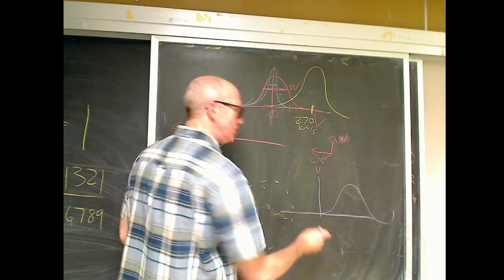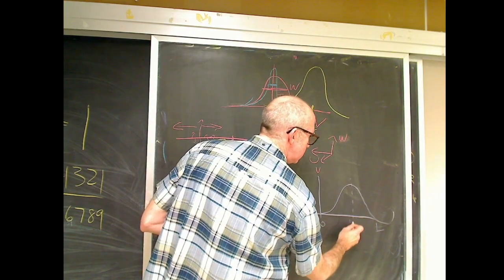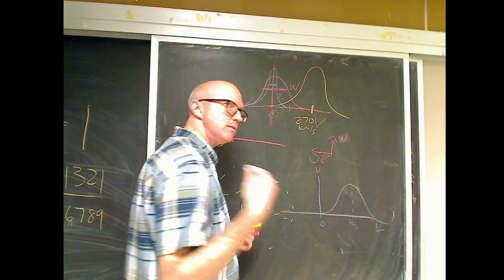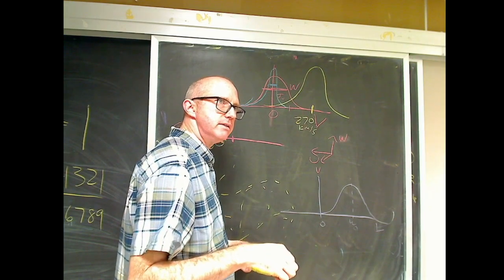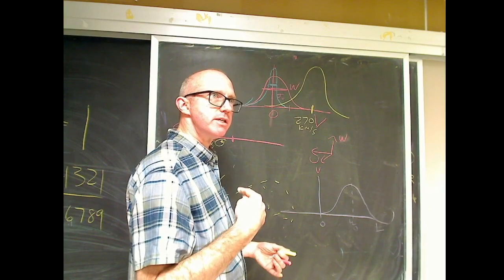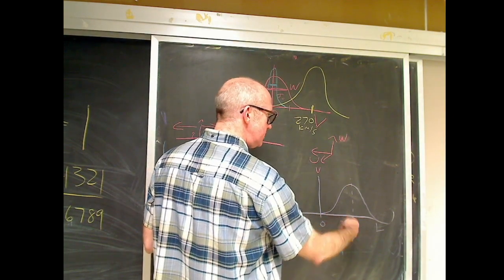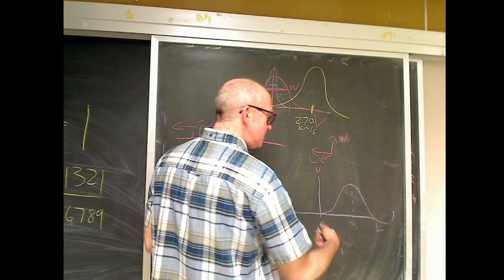I'm going to get that. Here is 0, here's the velocity, this is W. And it's centered at some other number, W naught, that's not 0. This is what I measure. So why is the distribution of vertical velocities that I measure not centered at 0?